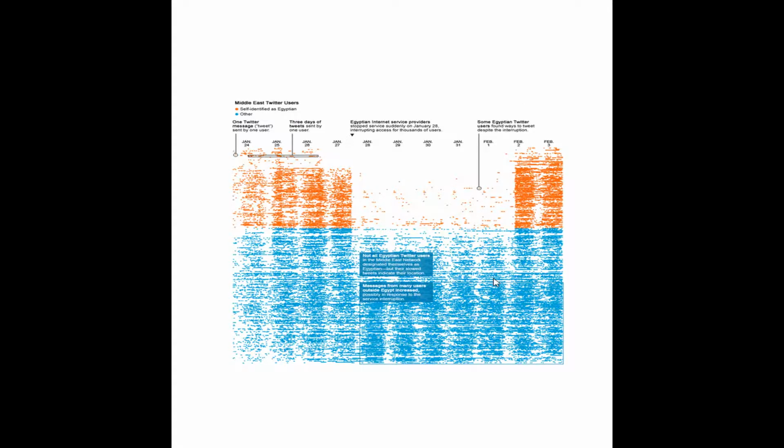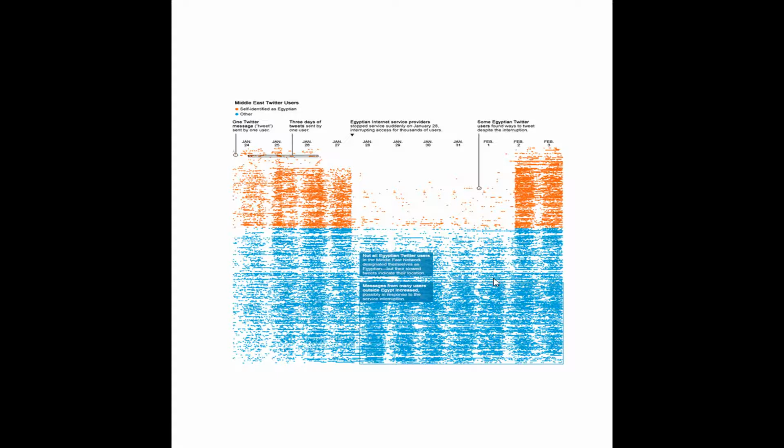This particular graph has to do with the Egyptian Revolution, and it depicts Middle East Twitter users, where the orange ones show those self-identified as Egyptian, and the blue are others. Every point is one Twitter message, or a tweet, sent by one user, and the same 3 days of tweets sent by one user are shown because they are on the same horizontal line. The white space with very scattered orange dots is where Egyptian internet service providers stopped service suddenly on January 28, interrupting access to thousands of users. But some Egyptian Twitter users found ways to tweet despite the interruption.